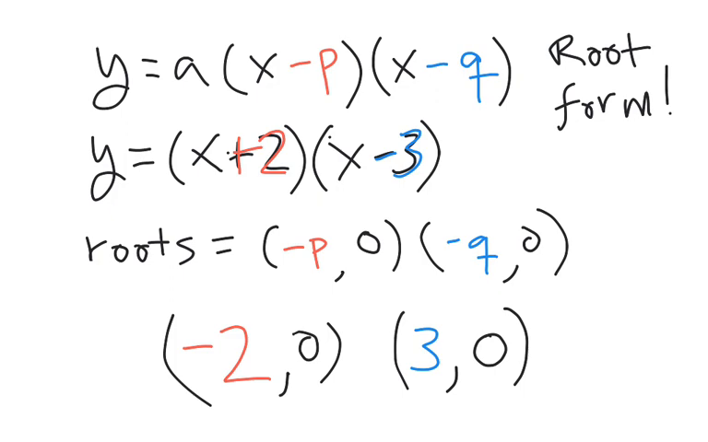But that's it. I took my P, I took my Q, I flipped the signs, and now I get this answer right here. And those are my roots. That means that the parabola actually breaks through the x-intercept at these points.